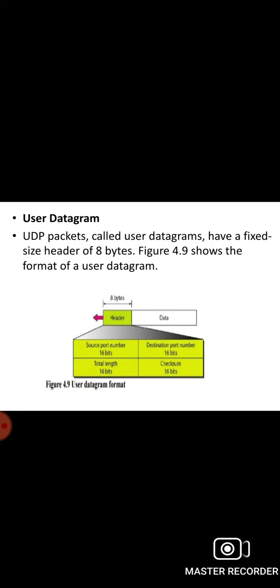The length is a 16-bit field that defines the total length of the user datagram, header plus data. The 16 bits can define a total length of 0 to 65,535 bytes. However, the total length needs to be much less because a UDP user datagram is stored in an IP datagram with a total length of 65,535 bytes.